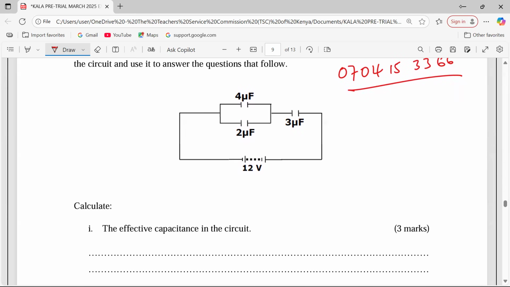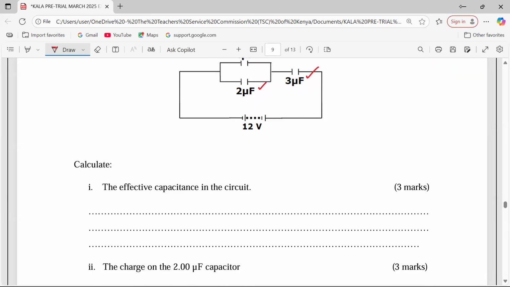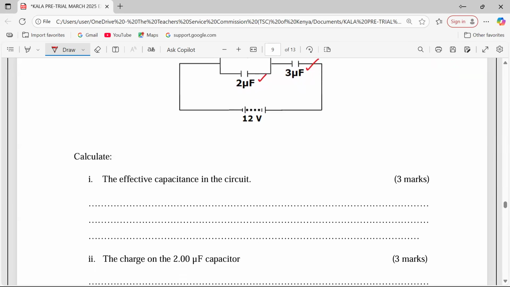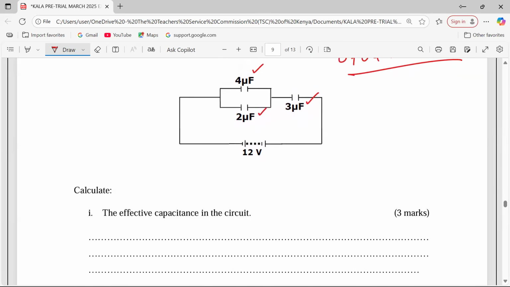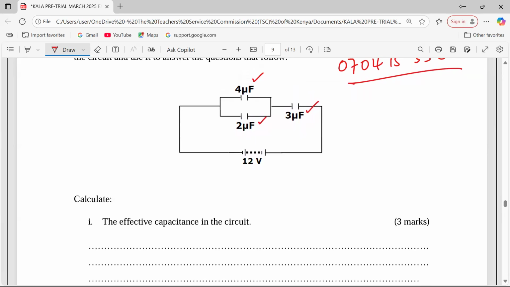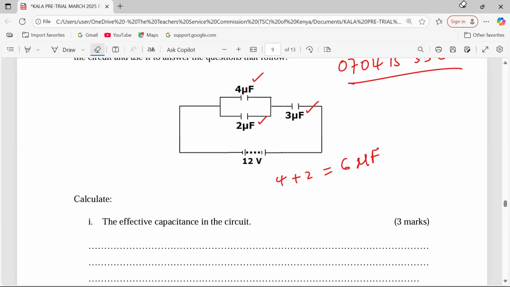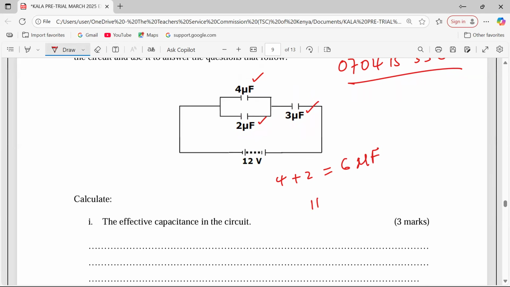So we are having 4, 2 microfarads, 3 microfarads. And the first question is effective capacitance. Now, unlike resistors, for capacitors, when they are in parallel, we add them directly. So the 4 and 2 shall be replaced by a 6 microfarad capacitor. Now we shall be having 6 microfarad in series with 3 microfarad.